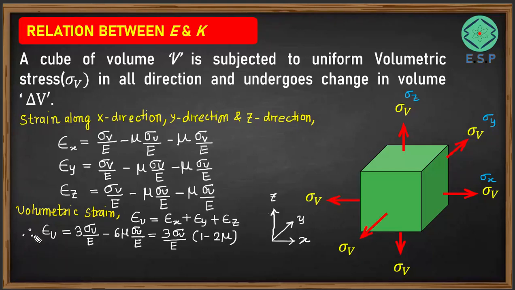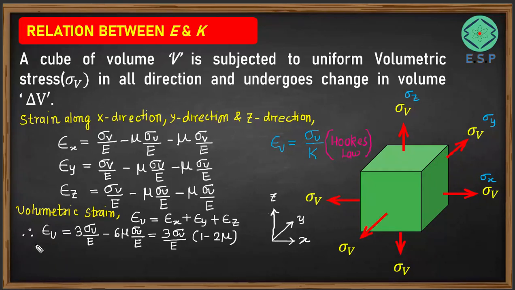Now by Hooke's law, friends, we know that this is the volumetric strain. We know that the volumetric strain is nothing but the volumetric stress divided by bulk modulus. Since the same stress is acting uniformly throughout, this stress is going to be the volumetric stress, because in all directions we are getting the same kind of stress. So volumetric strain is nothing but the volumetric stress divided by bulk modulus. This is from Hooke's law, that is stress is proportional to strain. We have already learned that.